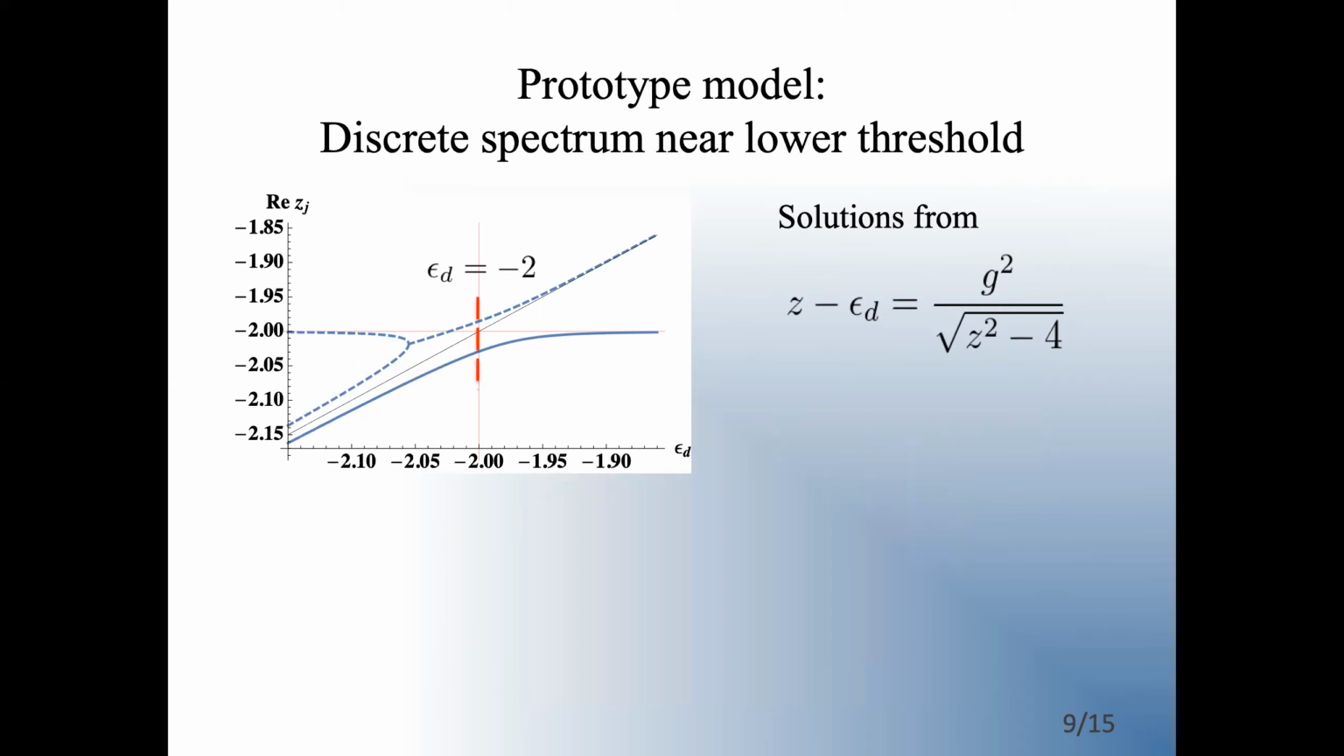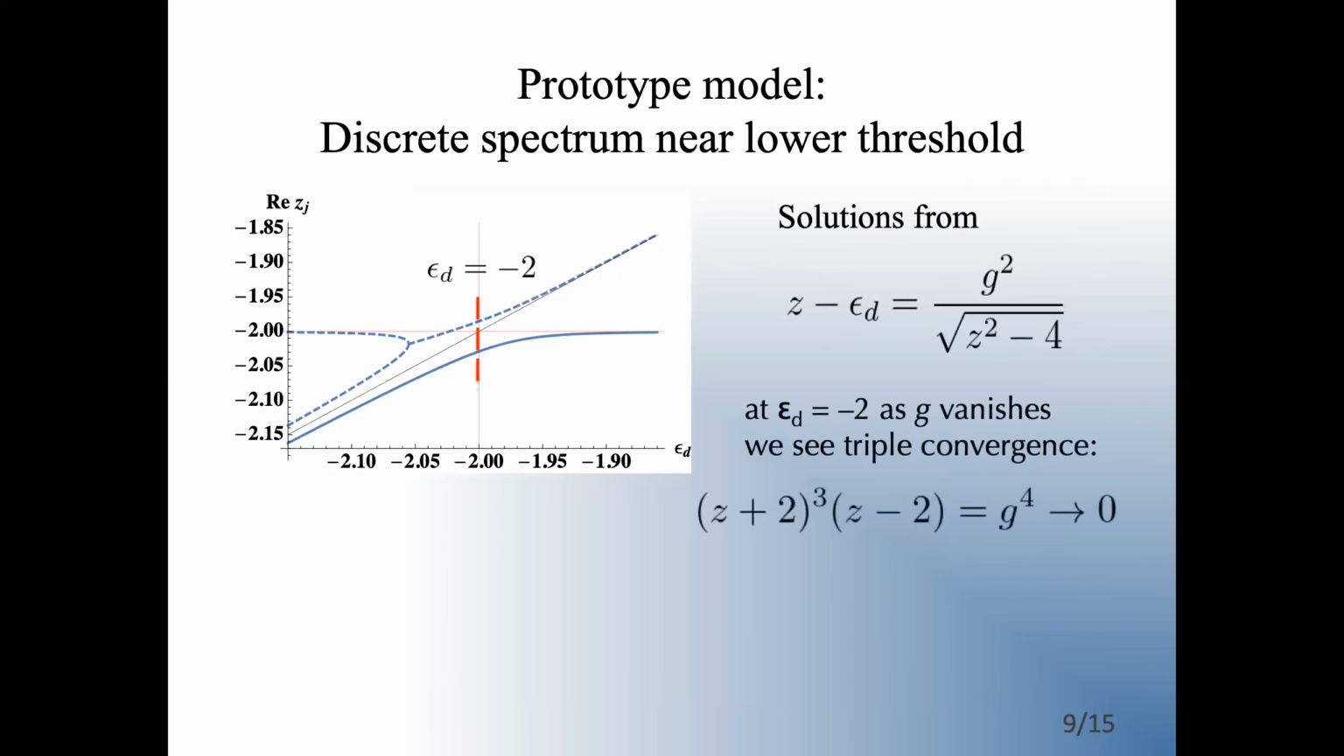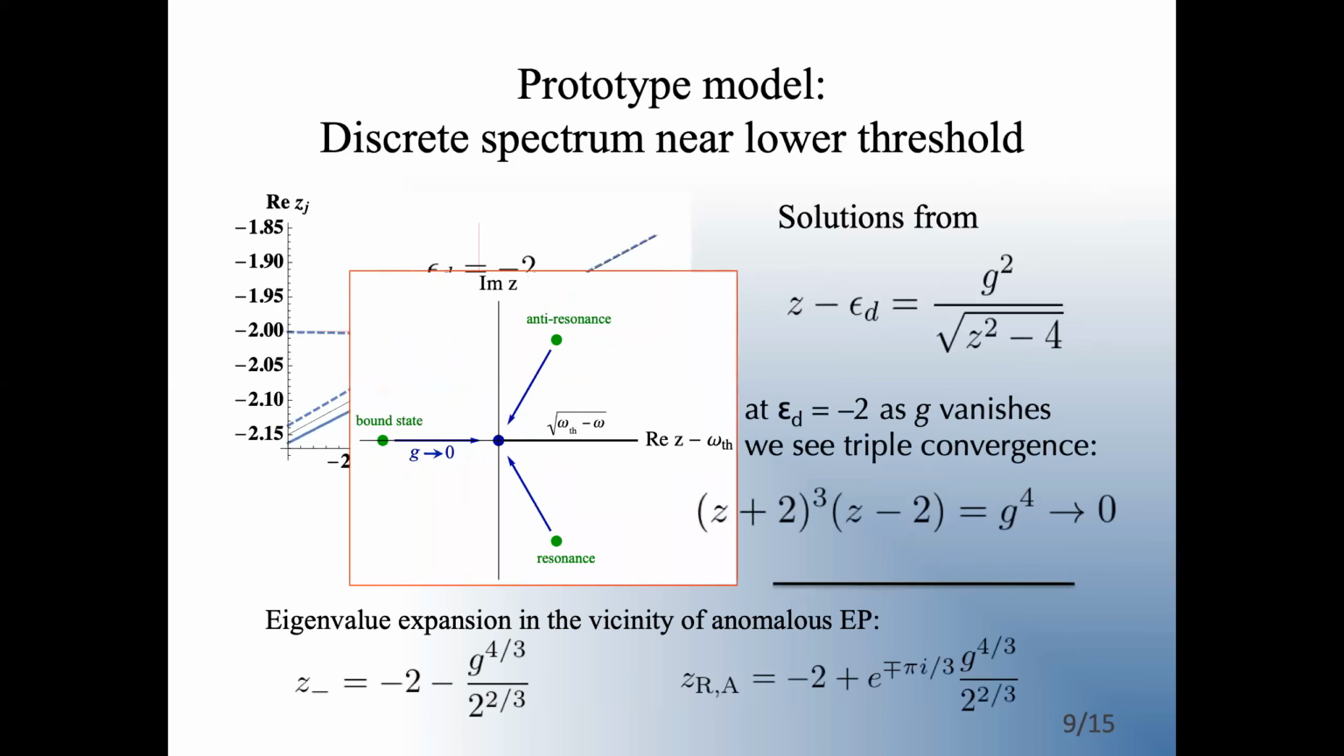Then moving to the main point of the talk, at the case epsilon_d = -2, we are directly at this lower threshold. In this case, the resonance, anti-resonance, and the bound state, we can easily show they converge if we choose epsilon_d = -2. And as g vanishes in this expression, we easily see that there must be these three states, these three eigenvalues converging on -2. So that's the mentioned anti-resonance, resonance, and bound state.